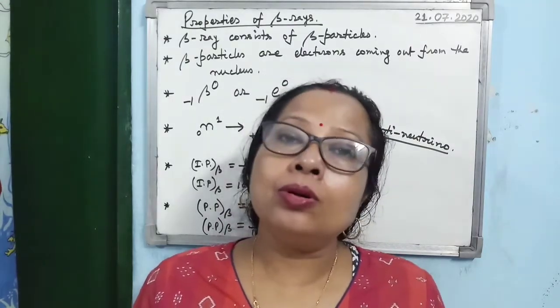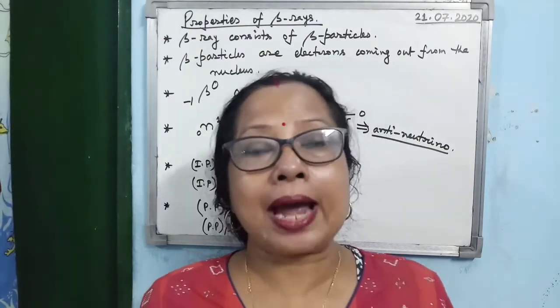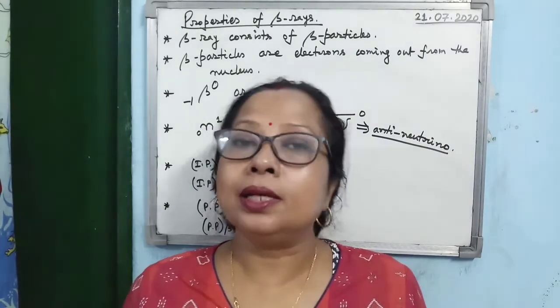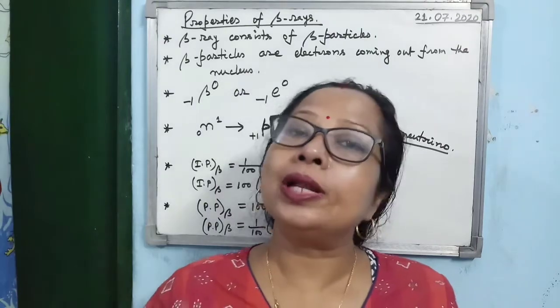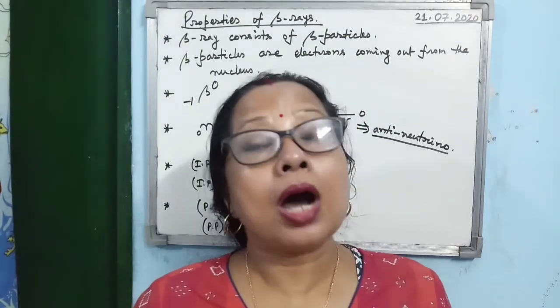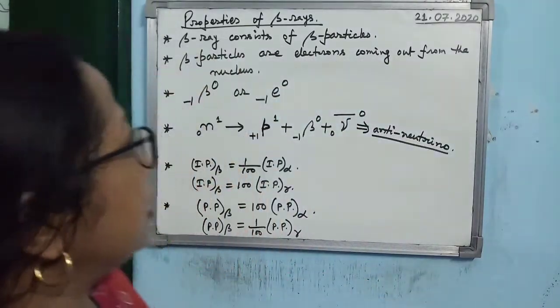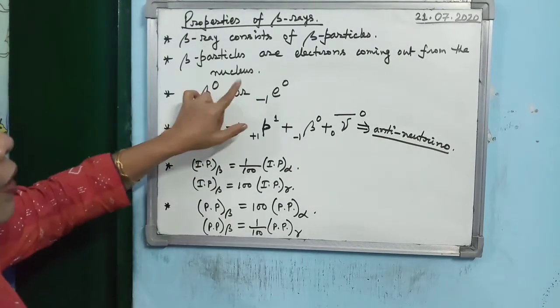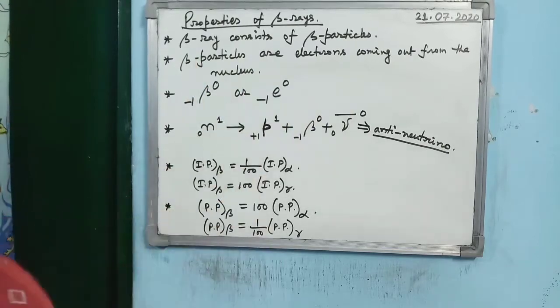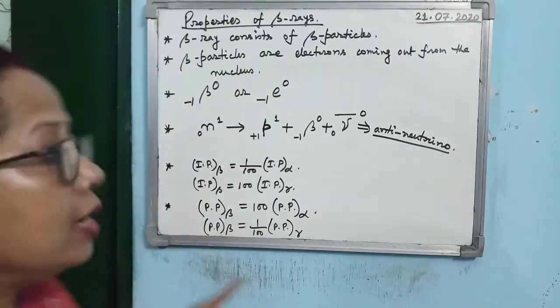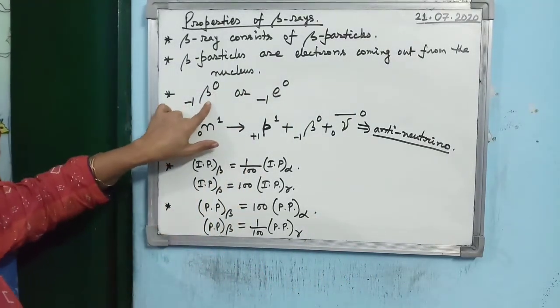Now, you may think that the teacher has gone mad, because inside the nucleus there are no electrons. Then how will electrons come out? You will understand how. Before that, beta particles, as they are electrons, have a negative charge. So let's see what the symbol for a beta particle is.